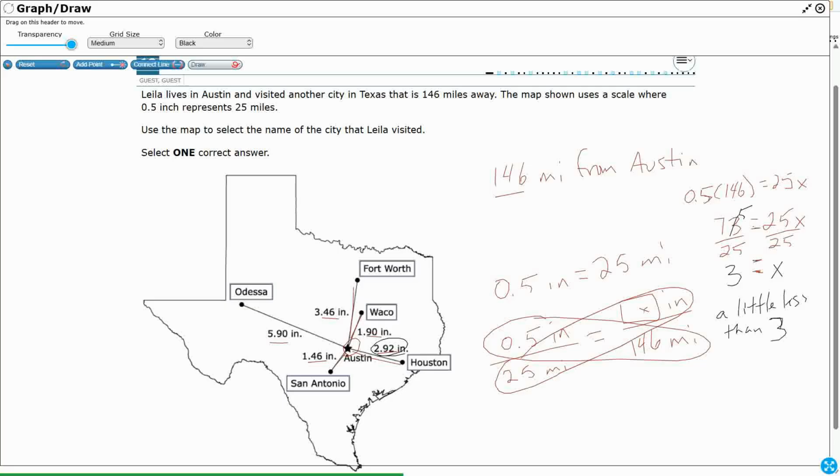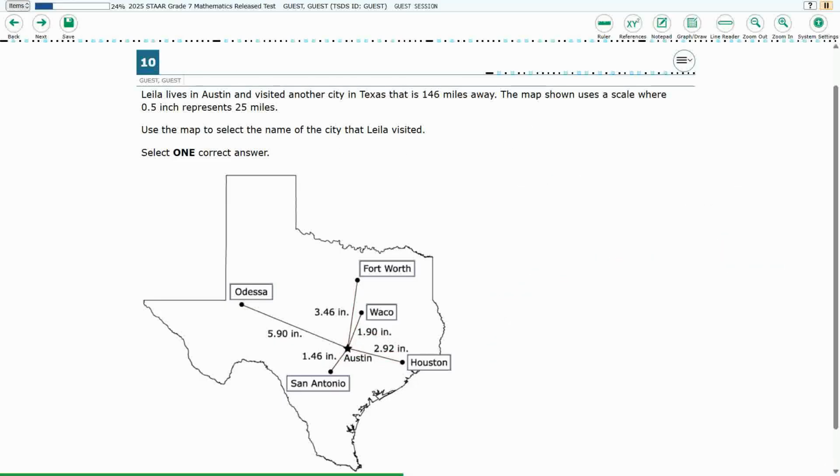Some of you might have also thought of just proportionally, how many 25s does it take to get to 146? Well, 25 times 4 gets you 100. And then another 2 would get you close, to 150. So this is really 6 times 25. So 6 times that 0.5, what are you going to get? Well, you'll get that 3. So you could have done it that way as well without setting up a proportion. Either way, our answer is going to be that Layla is visiting Houston at 2.92 inches away.